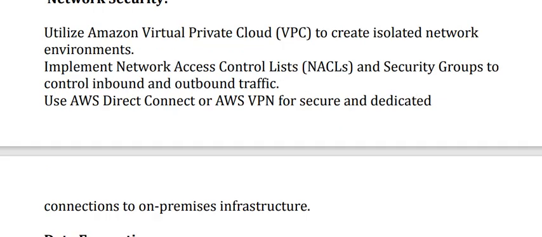Utilize Amazon Virtual Private Cloud (VPC) to create isolated network environments. Implement network access control lists (NACLs) and security groups to control inbound and outbound traffic. Use AWS Direct Connect or AWS VPN for secure and dedicated connections to on-premises infrastructure.